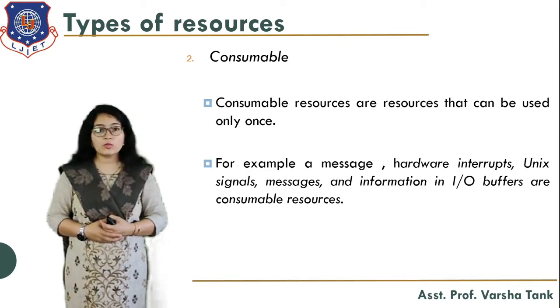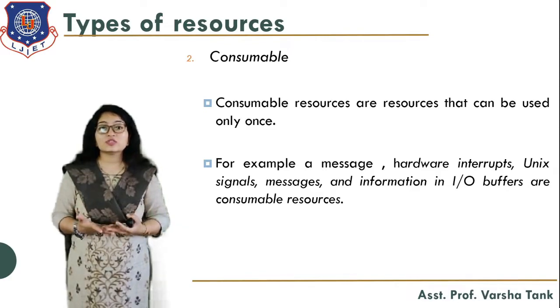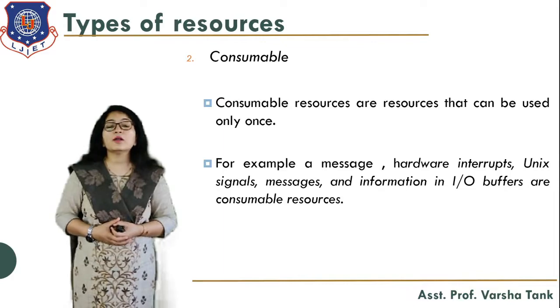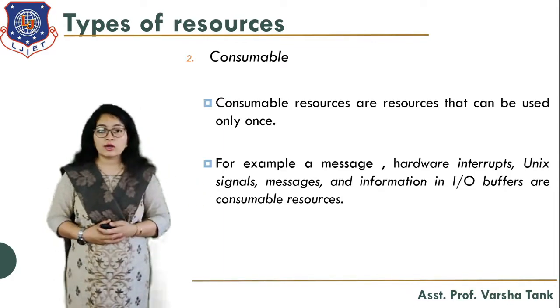So which are the examples of this? So that is the hardware interrupt, unique signals, messages and information in the IO buffer. These all are examples of the consumable resources. So that means what? It is consumed once only.